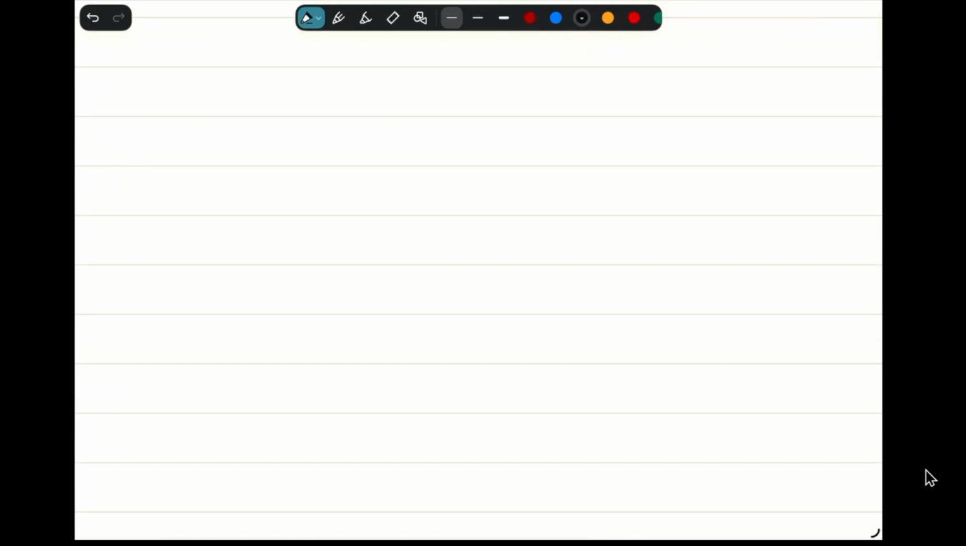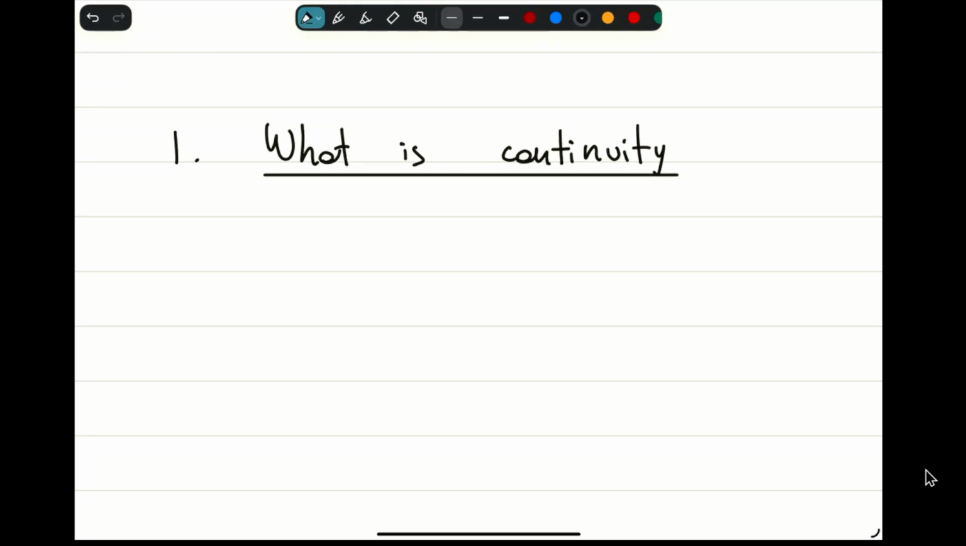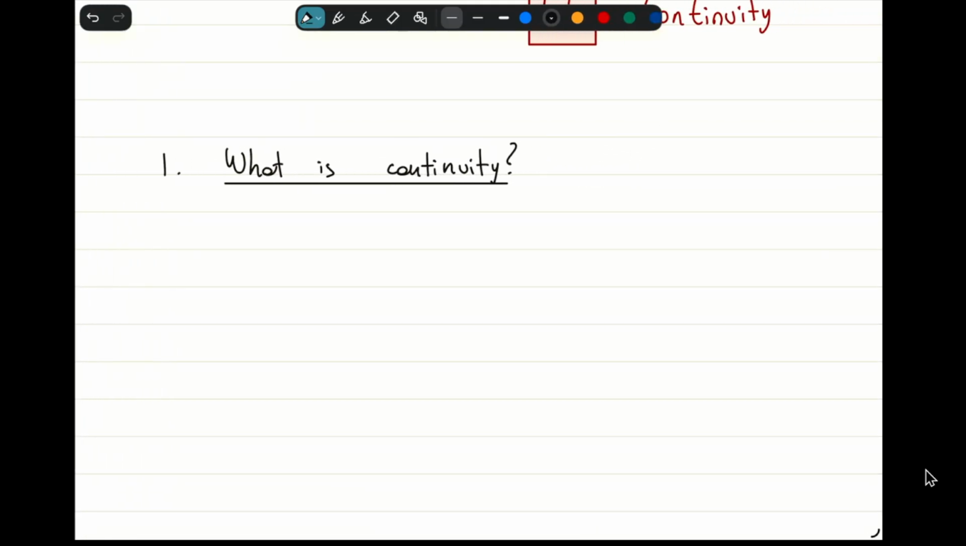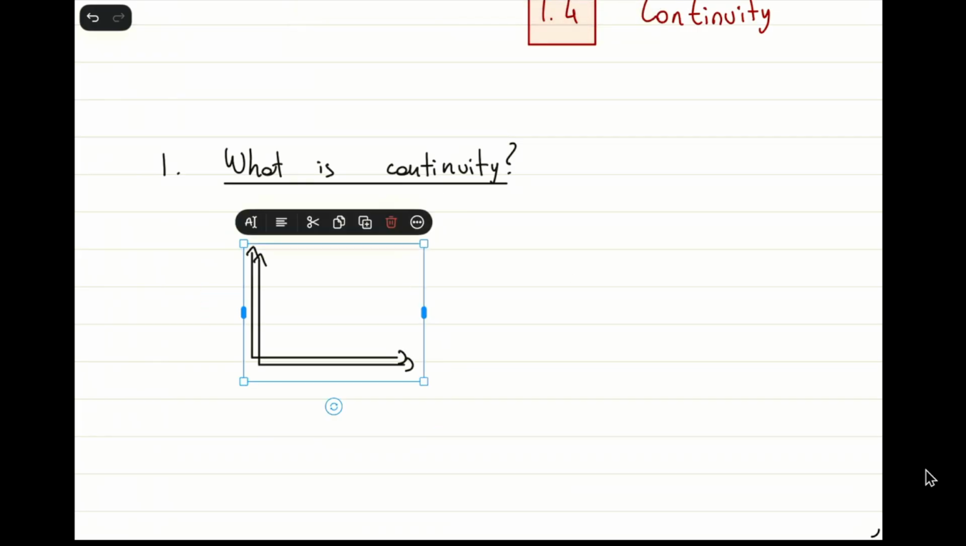Okay, so let's start with our point one of the day, which is what is continuity? And we start right away with this question, which, I mean, it would make sense. Why would we care in the first place? So let's imagine right away we have two graphs, and I'll just put them one beside each other.